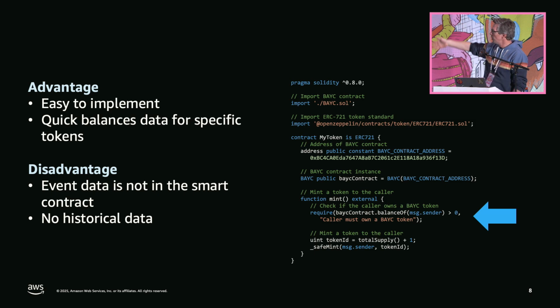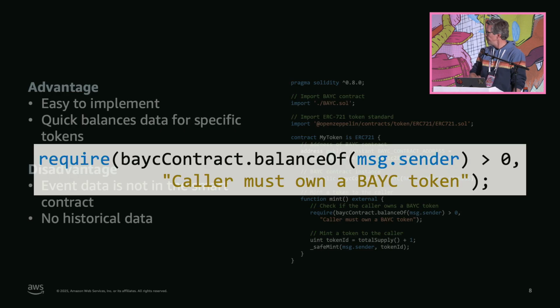Very easy to implement. Here on the right side, you can see a token that wants to do an airdrop based on the ownership of another token. So if you do have a BAYC token, then you can claim this other token that we've developed here. And of course, it's a fairly simple line in Solidity where you can query another smart contract and say, does this particular address have a token of a BAYC token here?